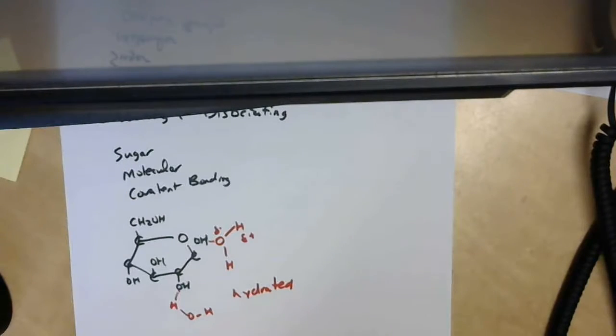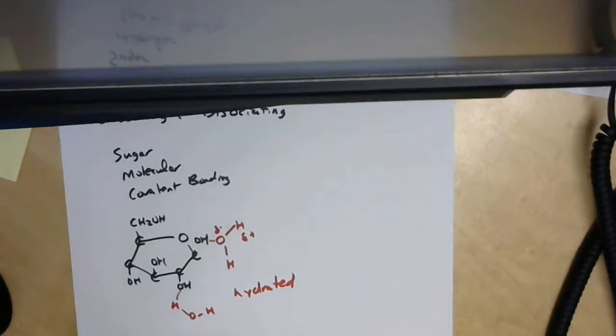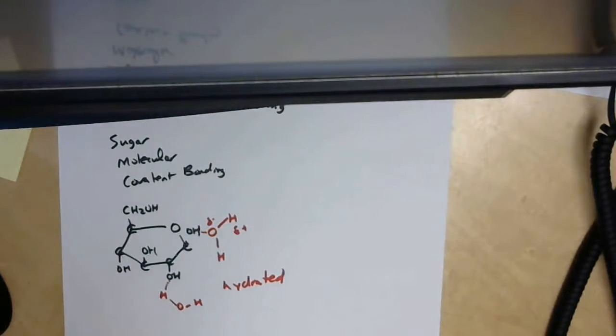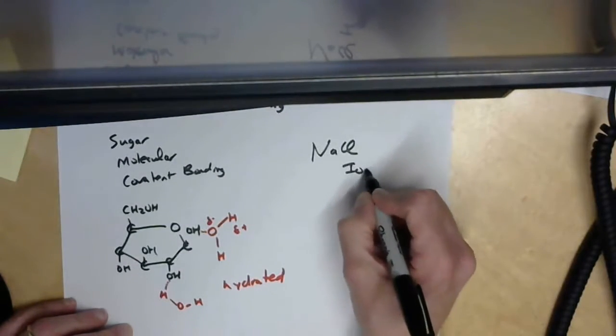You become hydrated when you're full of water. Molecules become hydrated when they're surrounded by water molecules. So this is how a molecular species becomes hydrated and becomes dissolved. That's different than something like sodium chloride that's ionic.